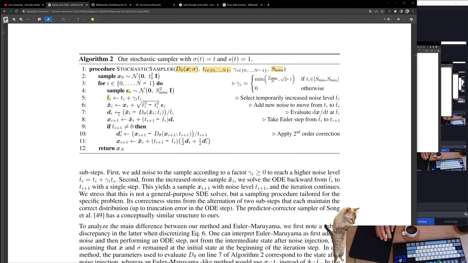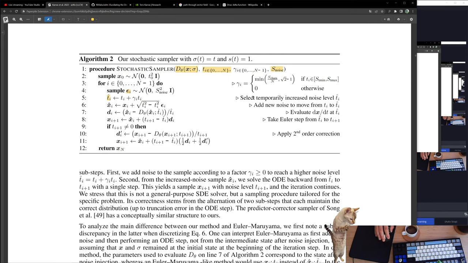Then we're going to subtract the denoised x, right? Feed the little delta, the little step here in time and in image space. We're going to denoise it. We're going to compare it to the actual image. We're going to divide by the little time step that we took. That's going to give us D.